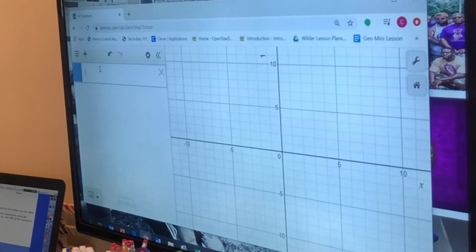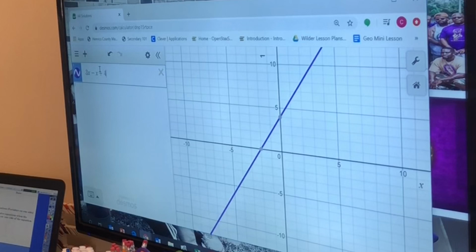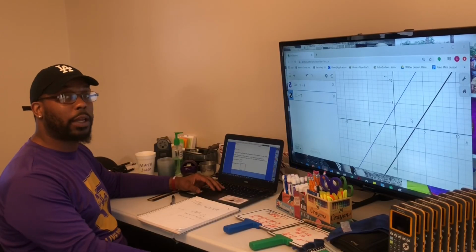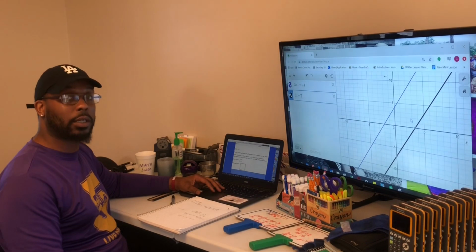The last one we have to analyze deals with no solution. Let's talk about what happens when we have no solution. The first equation says 3x minus x plus 4. And my second one deals with 2x minus 7. How many lines do I see? Two lines. Excellent. Good job. What is special about these lines? They do not touch. That's right. These lines are considered to be parallel. They do not touch. All right? Because they do not touch, we say that the answer to this type of problem is no solution. There is not one x value out there that will make these two equations equal.